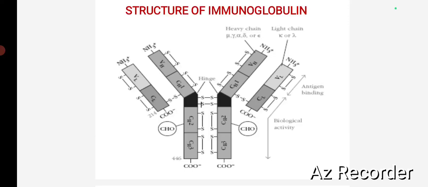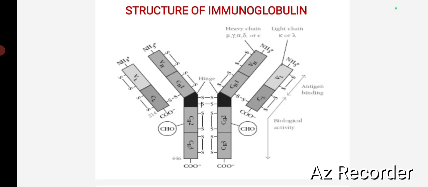The topmost portions, the variable regions, are otherwise called the antigen binding region. The remaining portions, heavy chain CH1, CH2, CH3 and light chain CL, are an important portion, the biological activity portion. Biological activity means that after binding of the antigen-antibody complex, it induces the immune response or biological activity.